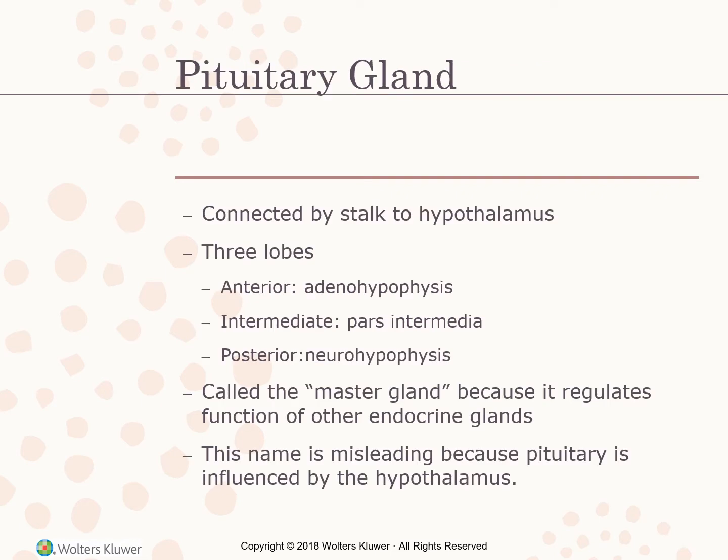So the pituitary gland, or it could also be called hypophysis, is connected by a stalk to the hypothalamus in the brain. Now, there's a lot of endocrine glands that respond to stimulation from the pituitary gland. The pituitary gland is divided into 3 lobes. So it's the anterior lobe, which is also called adenohypophysis, the intermediate lobe, which is called pars intermedia, and then the posterior lobe, which is called neurohypophysis.